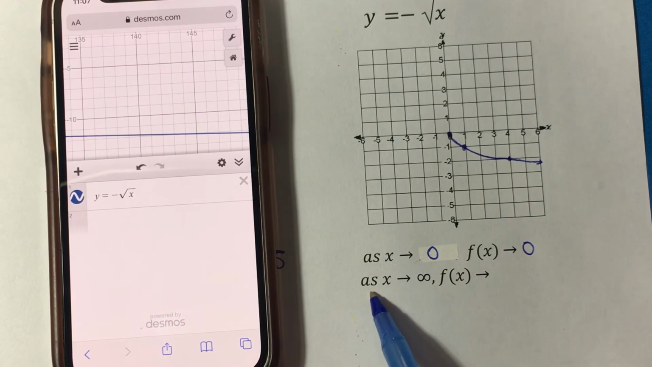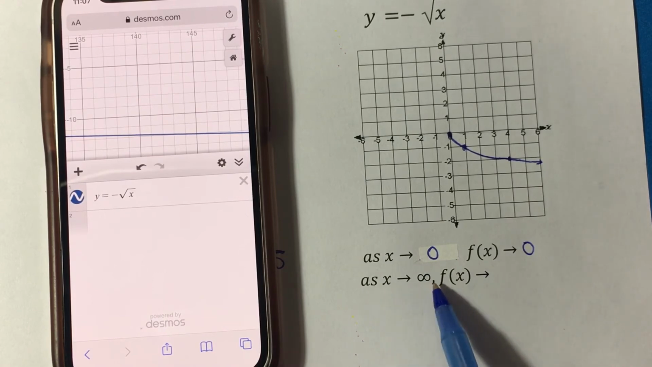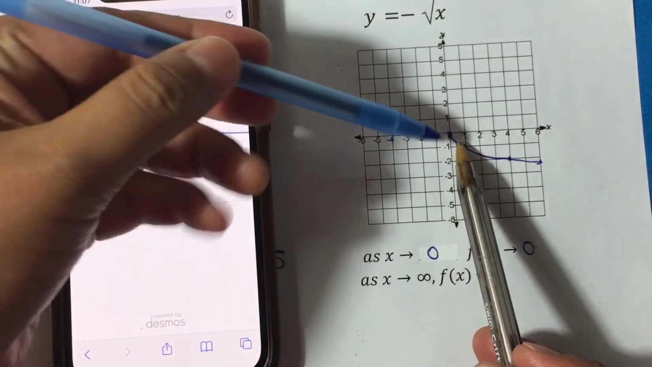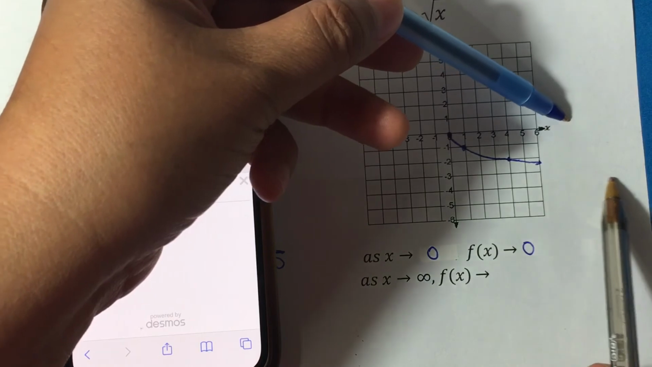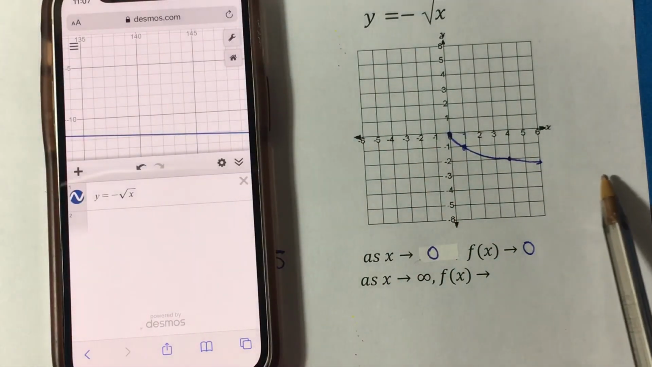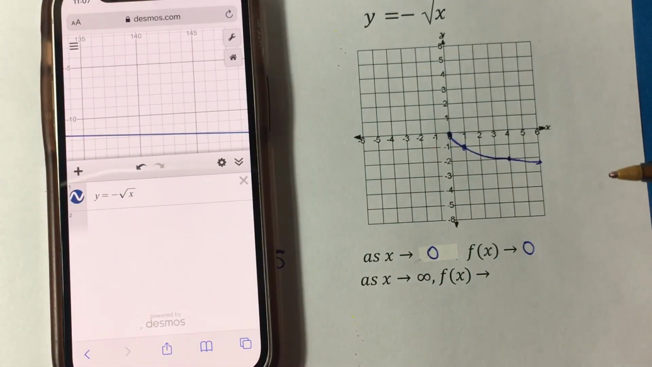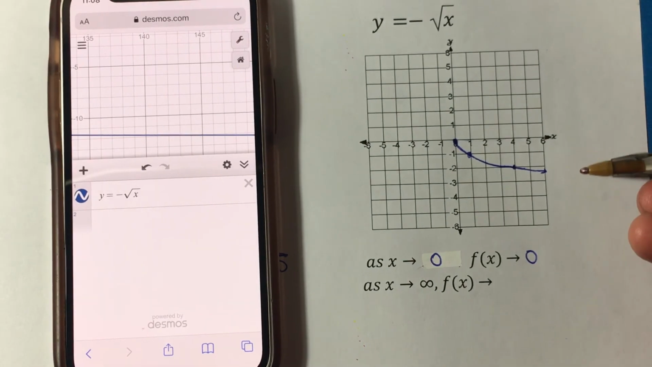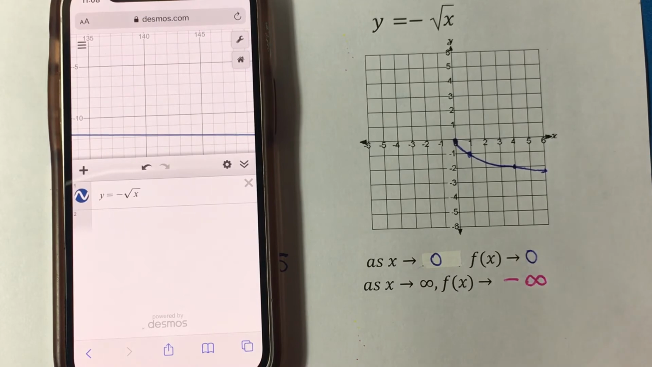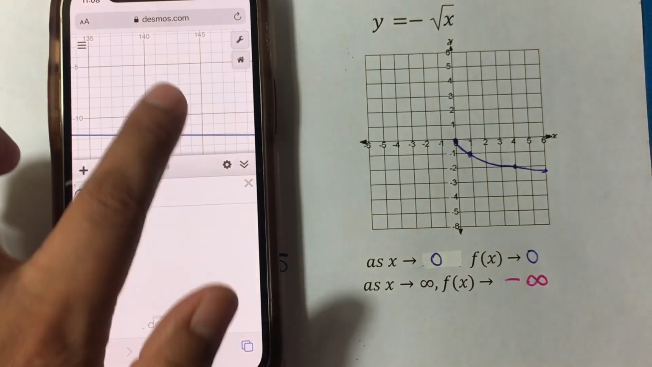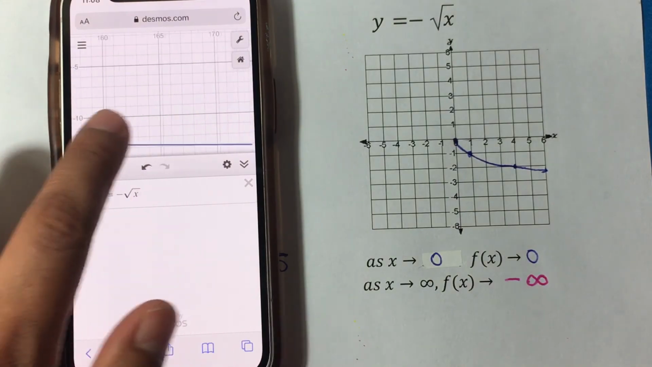Now, what about as x approaches positive infinite? Let's see. As x approaches positive infinity, what's happening? Well, we already saw that it keeps going and going and going, and it's growing slowly but going away towards the negative infinite. So negative infinite, okay? Because it keeps growing and growing and growing away from x. And here we can see it. See, it's growing away from x.